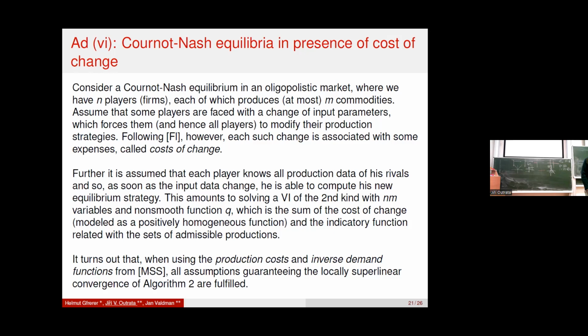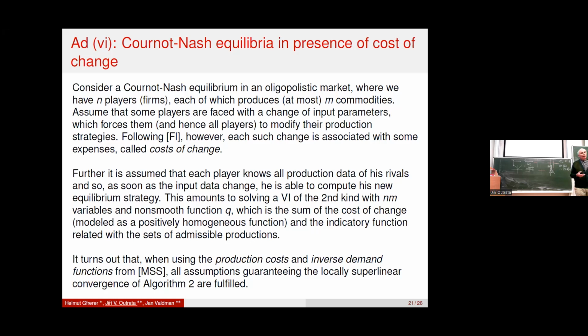The splitting methods indeed have extreme difficulties, or they collapse completely. And the situation in the economic model behind this application is as follows. We have an oligopolistic market. We have N producers and firms. They produce M commodities, and they observe they are in a certain equilibrium state, and suddenly the external parameters change. For instance, the prices of inputs increase.